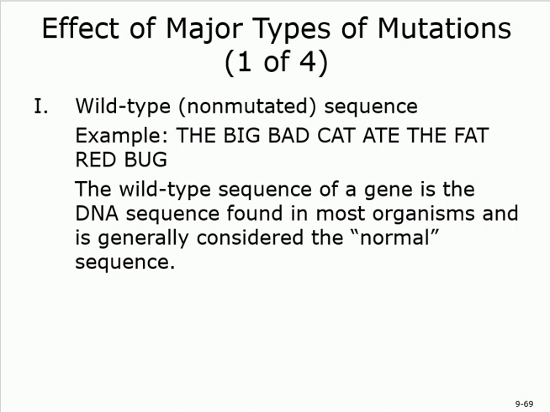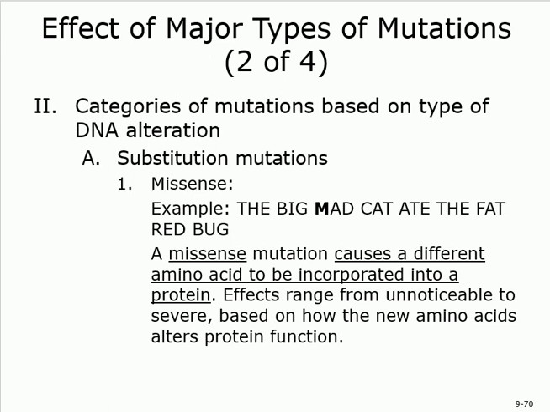So this is just to practice what we talked about. The big bad cat ate their fat red bug, okay? Just as an example. So this is 3, 3, 3, 3. This is the normal frame, okay? This is the wild type, the normal frame. So here is scenario number 1. You are going to substitute. Instead of the big bad, this is substitution. It's not deletion or addition, right? It's just substitute. So instead of B, you change this one, okay? So this will become MAD. MAD means another amino acid, okay? So this is called missense. You're missing the right amino acid, just to remember it.